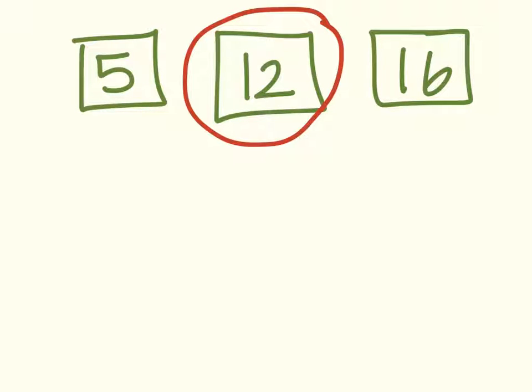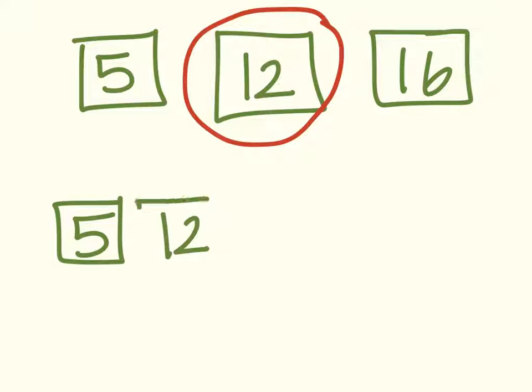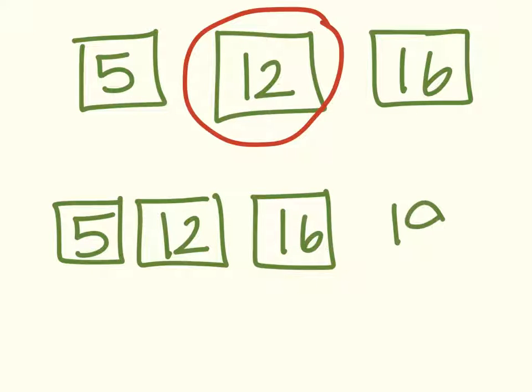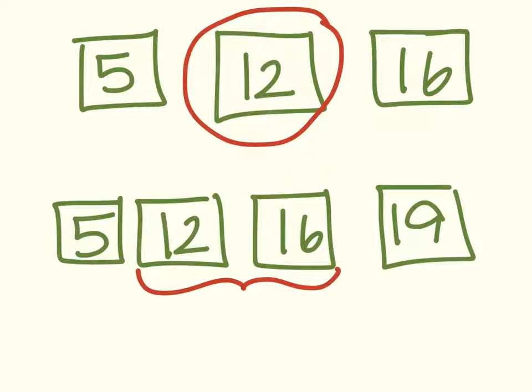Barbara picks another card. This time she picks a 19. So now we have 5, 12, 16, and 19. Well, since we have an even number, we can't simply inspect our collection to see which one is in the middle. When the data set has an even number of values, we have to find the 2 middle values. In this case, that would be 12 and 16.